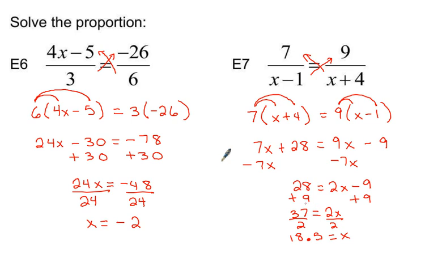You're going to add 9. That makes it 37 is equal to 2x. When you divide both sides by 2, you do get a decimal, but guys, decimals are okay. 37 divided by 2 is 18.5 equals x.